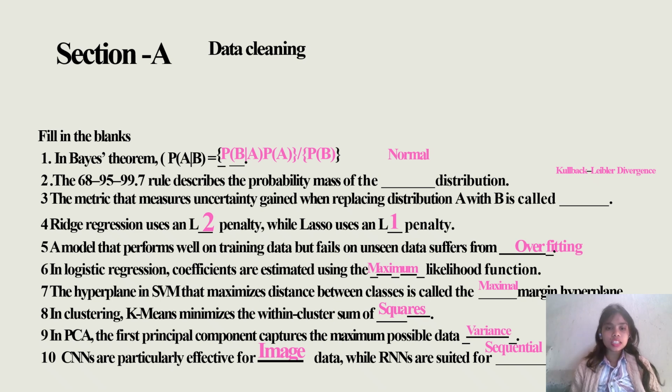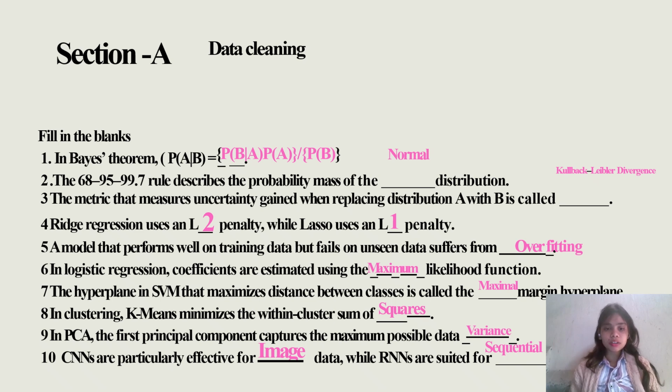Sixth, in logistic regression, coefficients are estimated using the maximum likelihood function. Seventh, the hyperplane in SVM that maximizes distance between classes is called the maximal margin hyperplane. Eighth, in clustering, K-means minimizes the within-cluster sum of squares. Ninth, in PCA, the first principal component captures the maximum possible data variance.